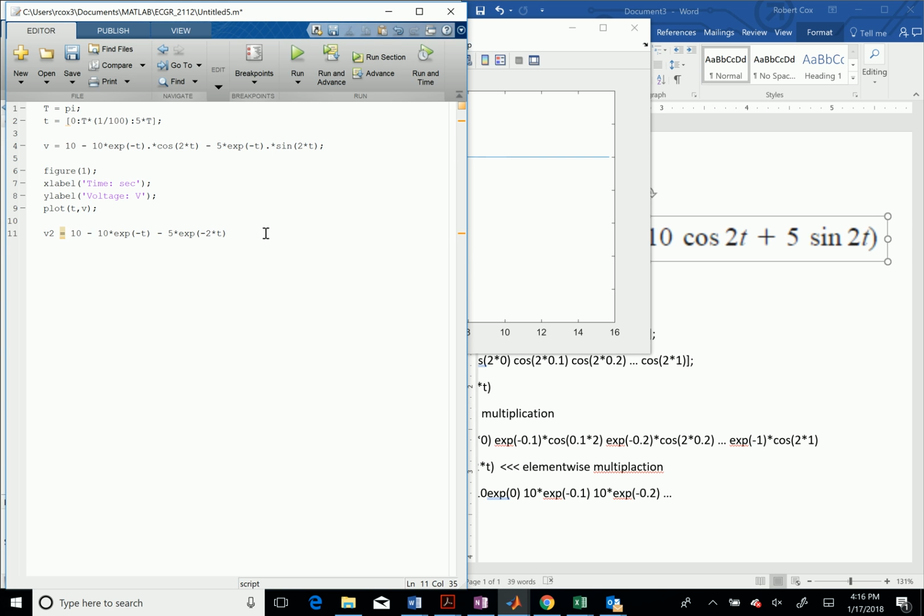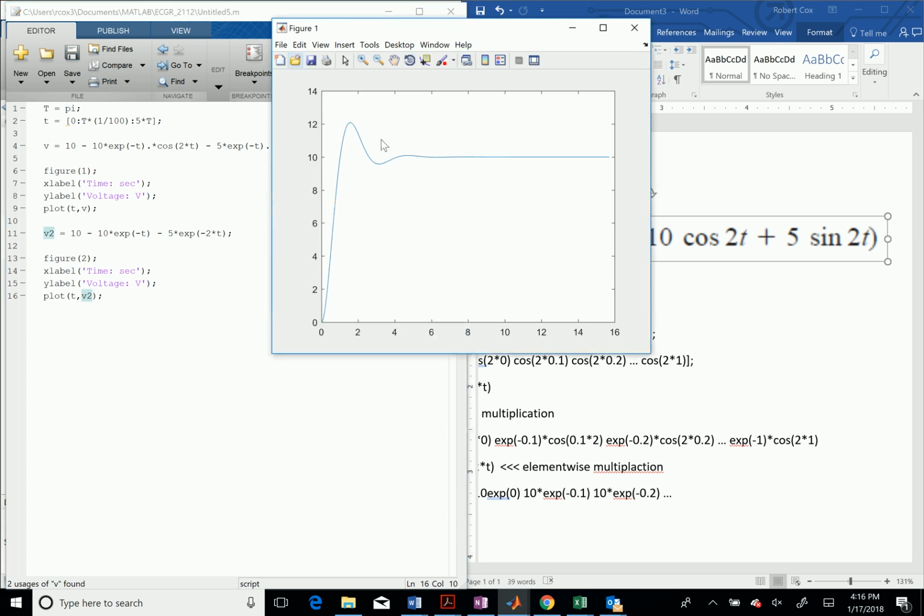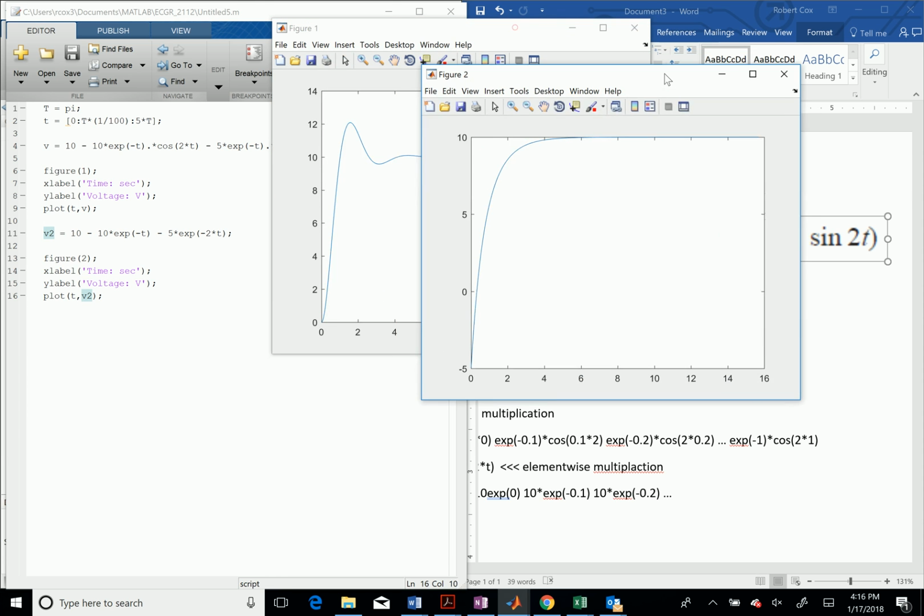So if I did that and I want to plot that guy, I'm just going to copy and paste this over and say I want to do it in figure 2. I'm going to plot V2 instead, and I run that. Oh, there he is. All right. So notice the differences. I just made that up. This one I didn't have to do any of those funky dot multiplies.